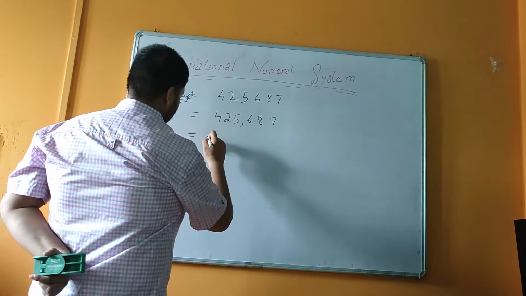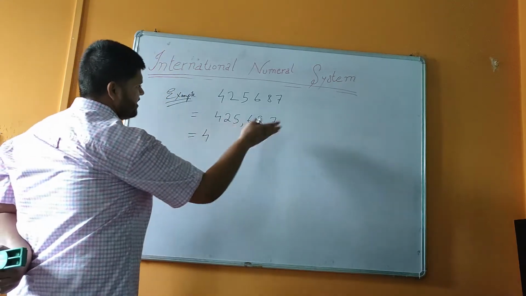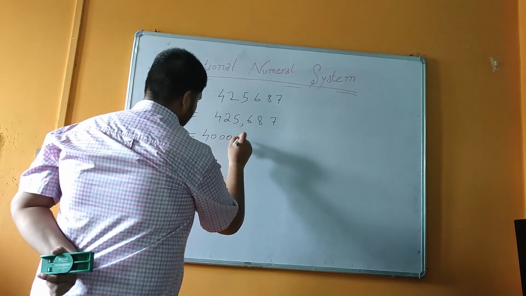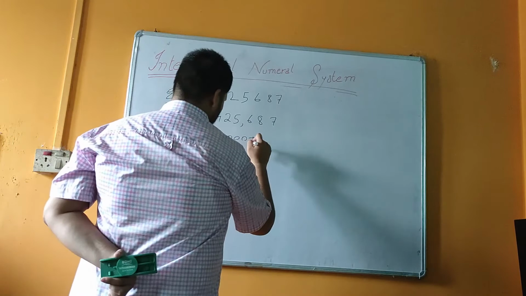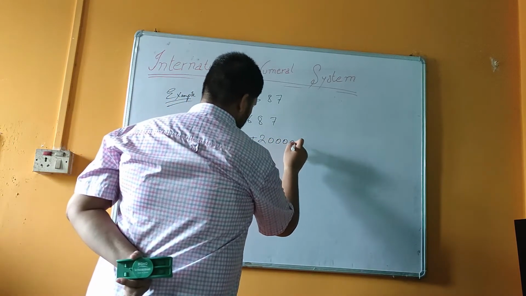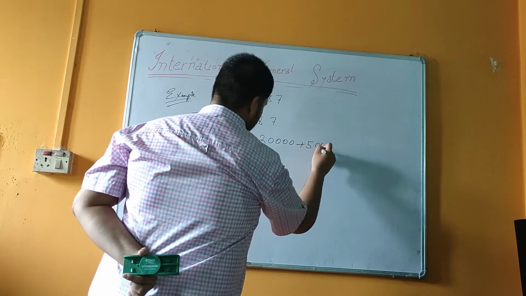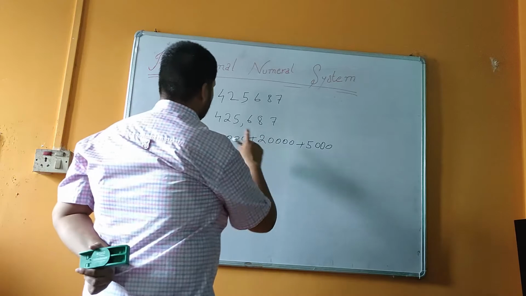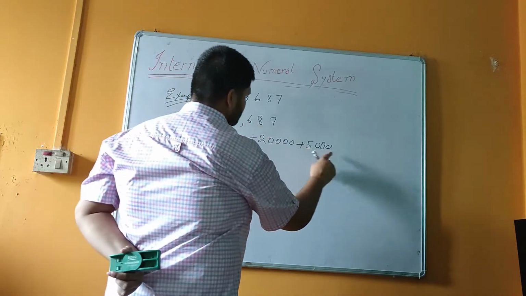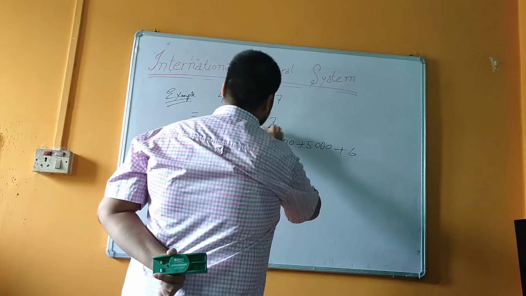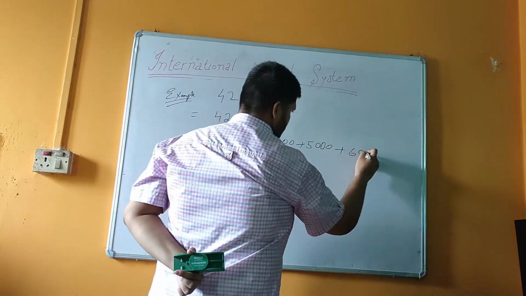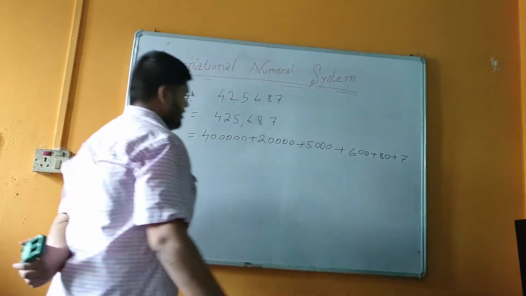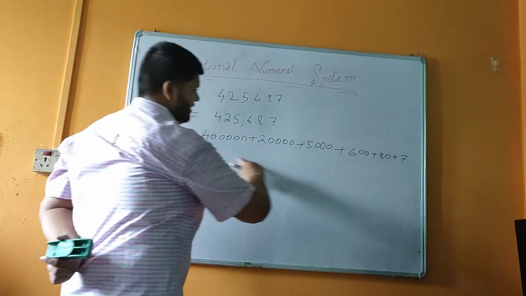Now we will do the split. First write 4. After 4 how many digits? 5 digits. 1, 2, 3, 4, 5. So 5 zeros. After 2 how many zeros? 4 zeros. After 5 how many zeros? 3 zeros. After 2, 4 digits, so 4 zeros. After 5, 3 digits, so 3 zeros. After 6, 2 digits, so 2 zeros. After 8, 1 digit, so 1 zero, and 7. This number has been split in this fashion.